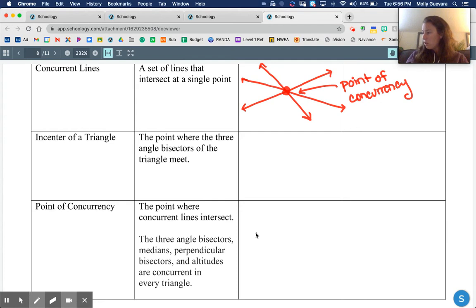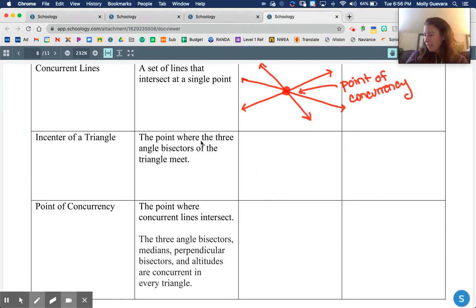So anytime that I have the three perpendicular bisectors, like I had up above, those three lines that intersect is the point of concurrency.